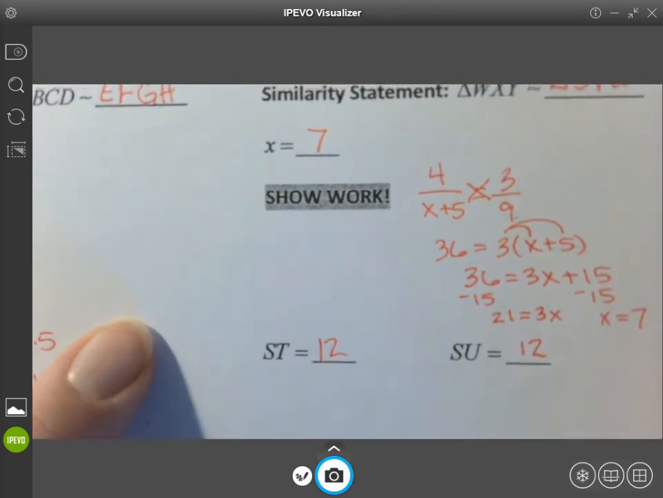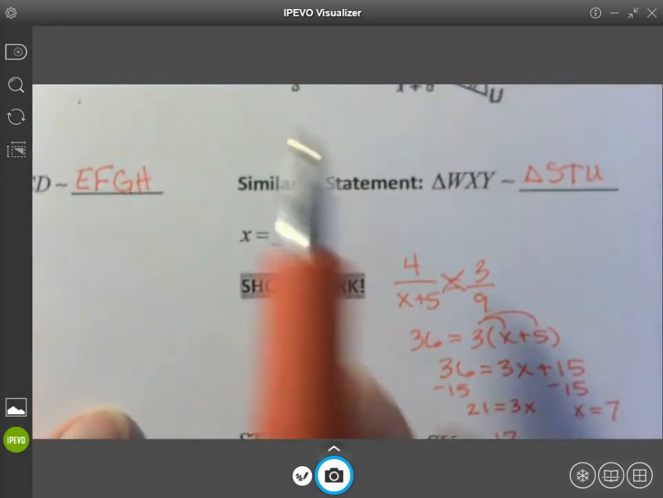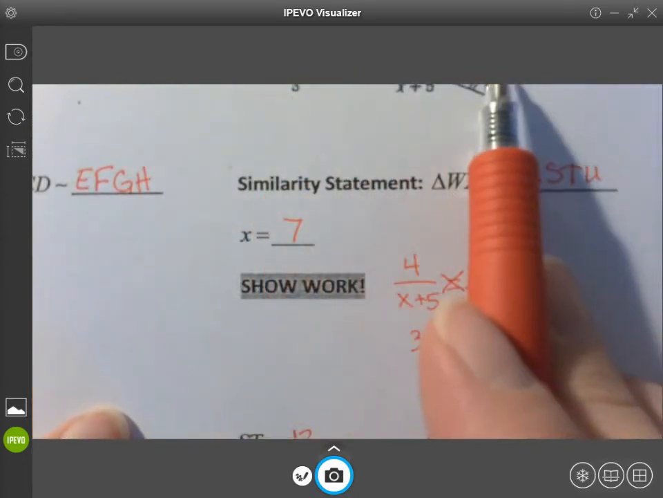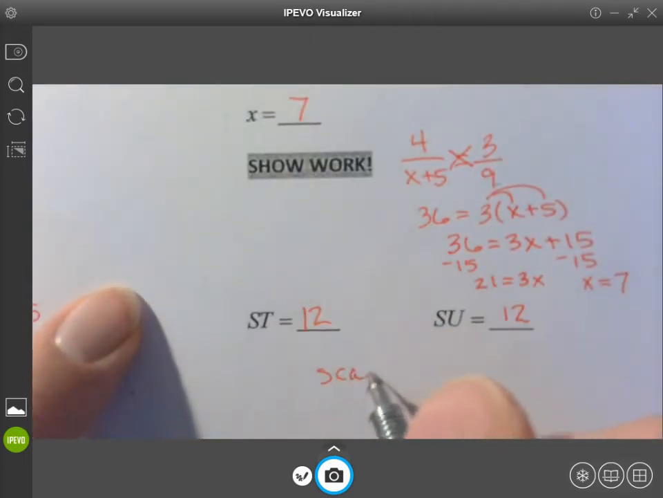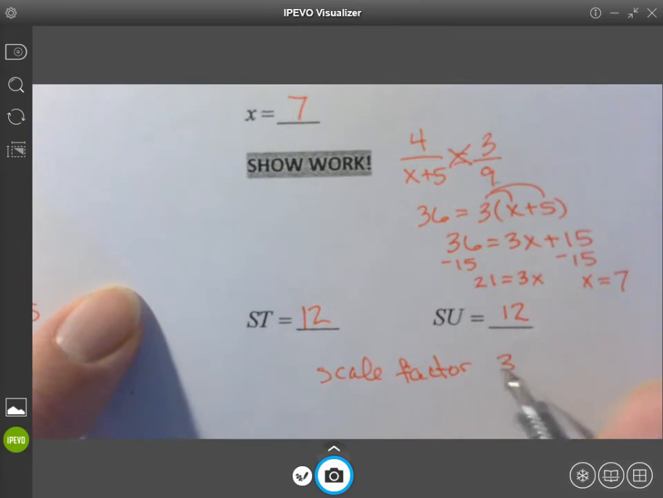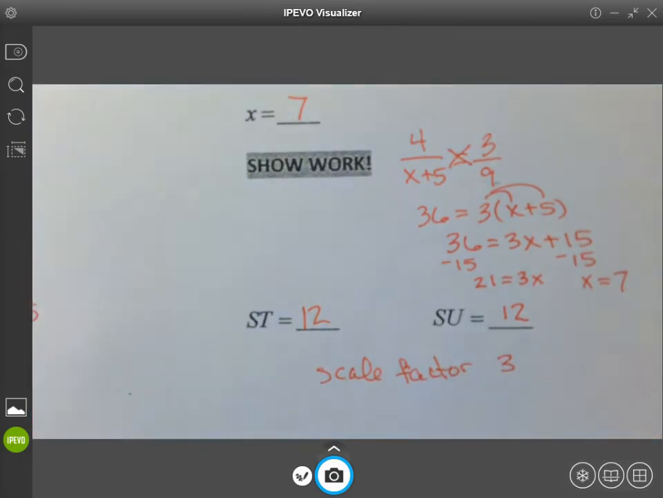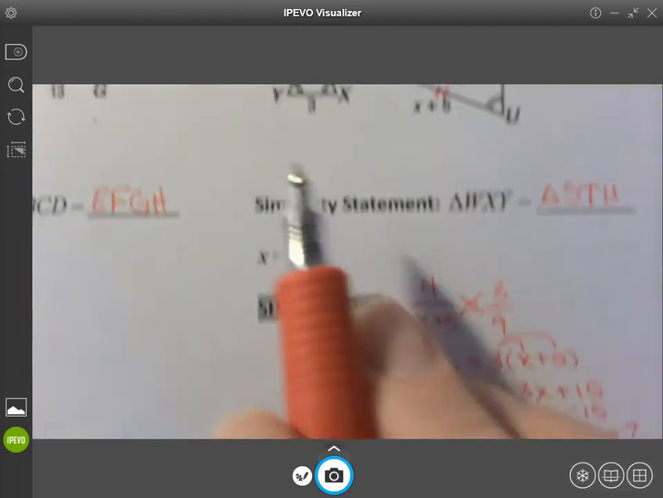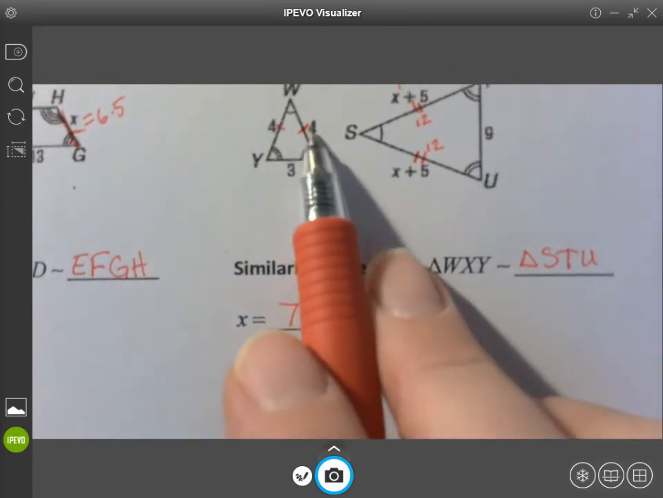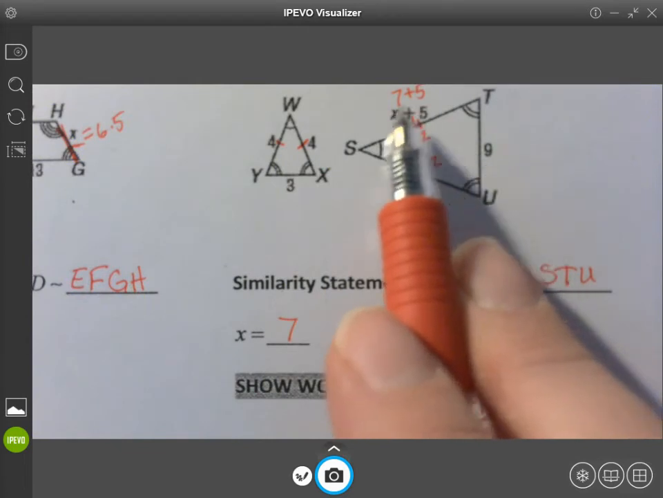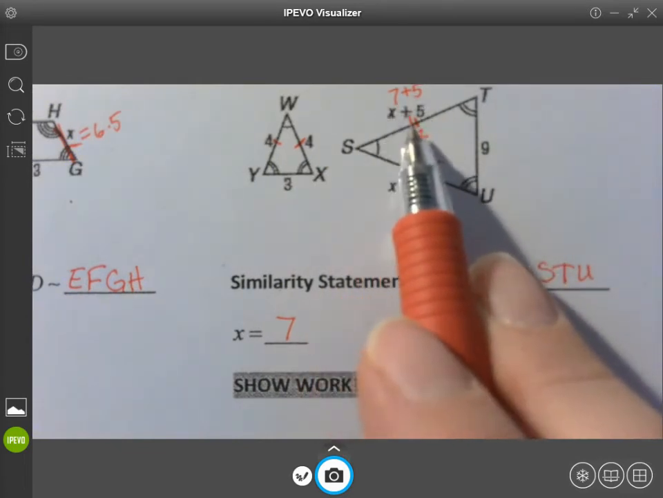Now, the scale factor, if you want the detail, we went from 3 to 9. That's 3 times. So if you're thinking about the scale factor, we multiplied by 3. One of the things you need to know is you have to determine it's 3 times 3 gave me 9, 4 times 3 gives me 12, and then I could have found that x was 7 going that way.